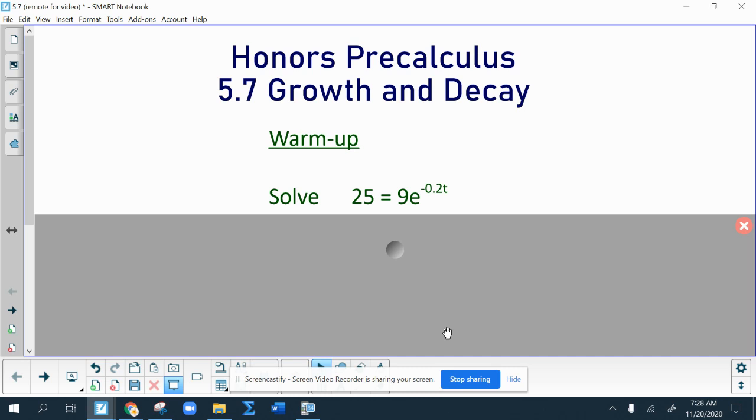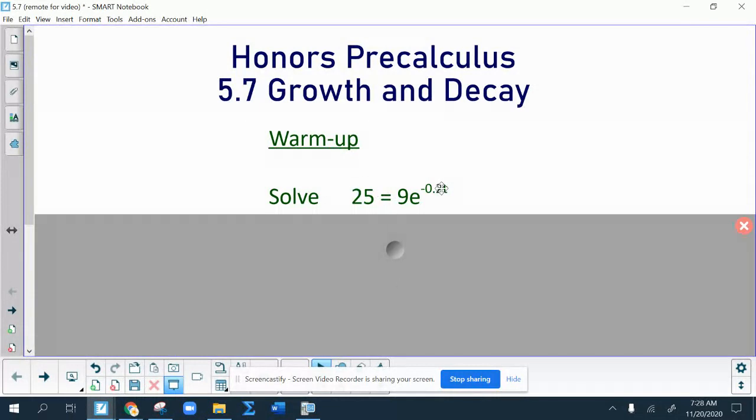Today's video is about exponential growth and decay. I'm going to start off with a quick warm-up just to get you thinking about how to solve problems of this style. I'm going to show you algebraically with the use of the calculator, and then if we get a chance, we'll also look at it graphically with the calculator.